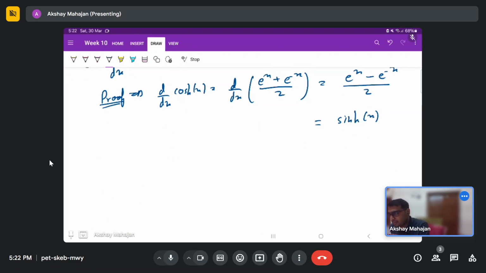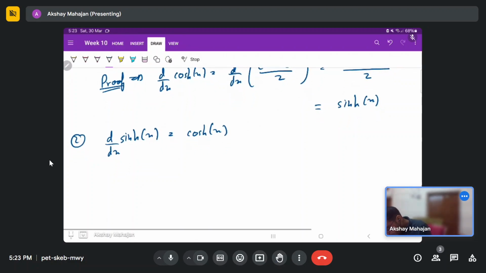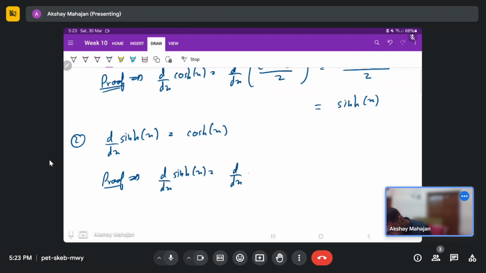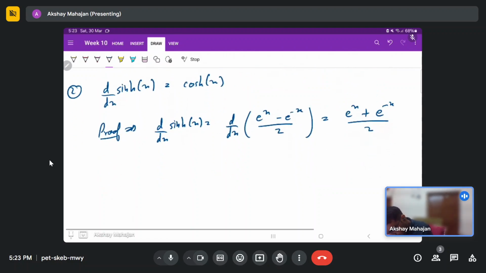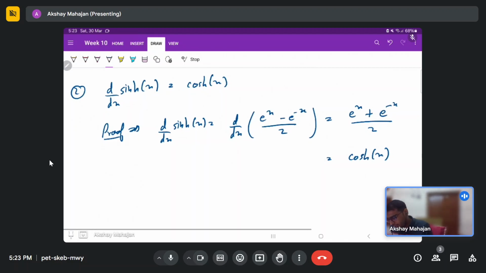And the second formula, similarly, d/dx of sinh x comes as cosh x. So proof of all this: d/dx of sinh x will be d/dx of (e^x - e^(-x))/2. So e^x differentiation will be just e^x, e^(-x) will give you a minus sign, so minus times minus, plus, and 2 is a constant, and this we know is equal to cosh x. Alright, so this we need to remember.